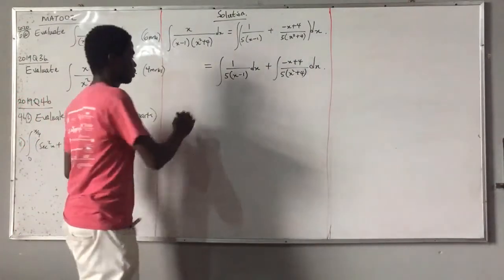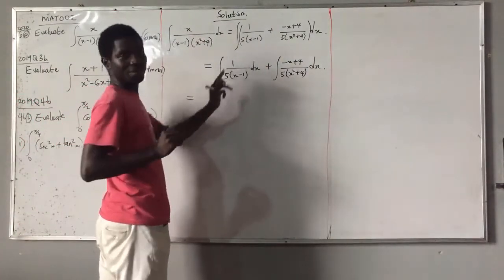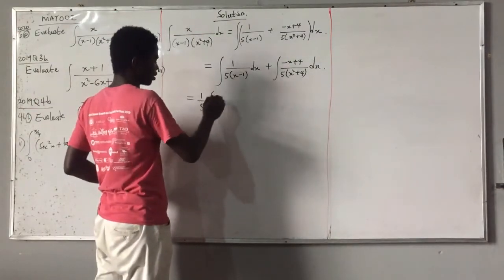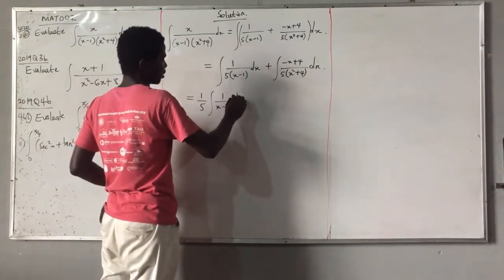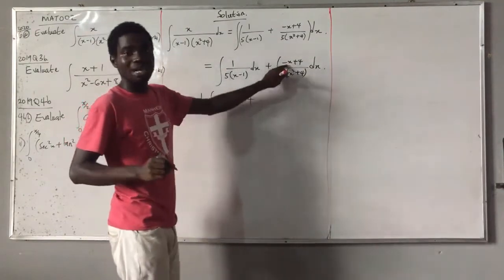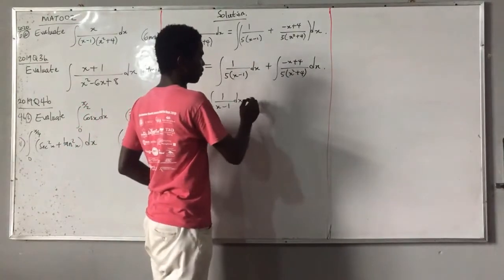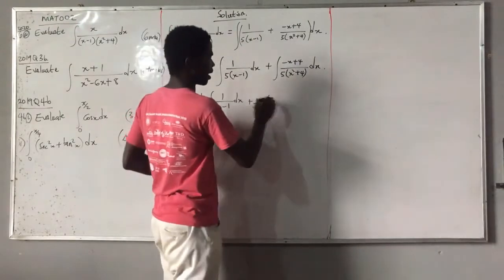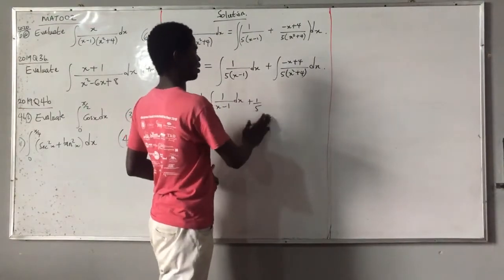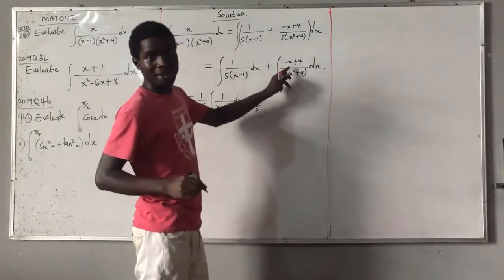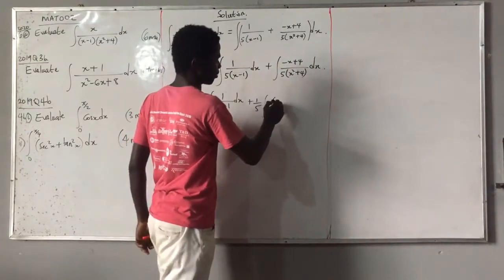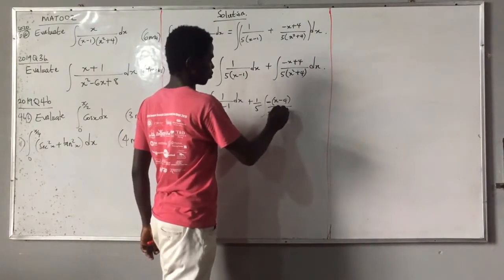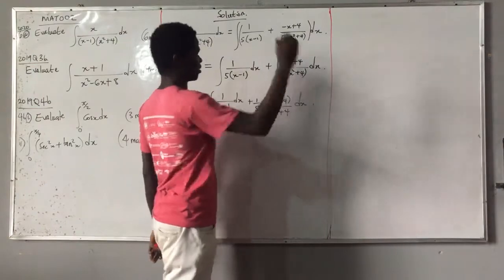Good. Now look at what we have here. 1 over 5 is a constant. It can come outside the integral. I have 1 over 5 integral of 1 over x minus 1 dx plus. Now I will bring out 1 over 5 here, so you'll be left with the integral. You'll be having minus s plus 4, but I want to factorize minus here, so that I'll be having s minus 4. This 5 is out already. I have s squared plus 4 dx.